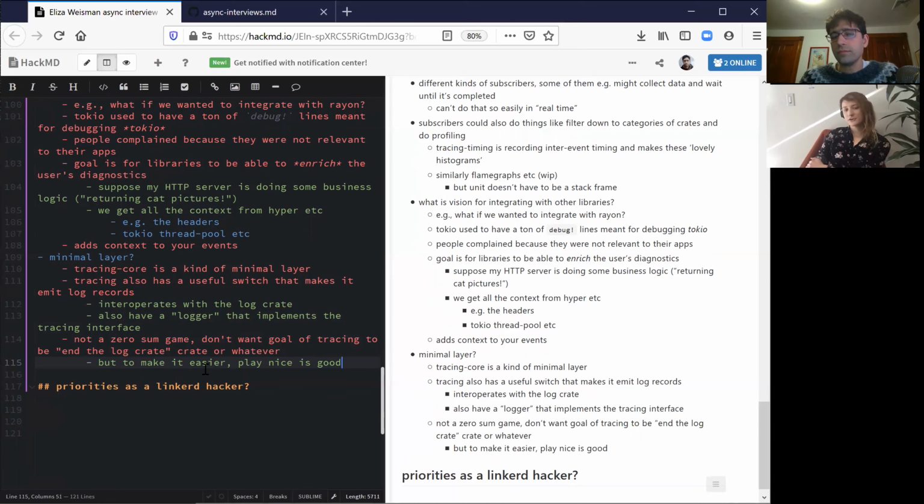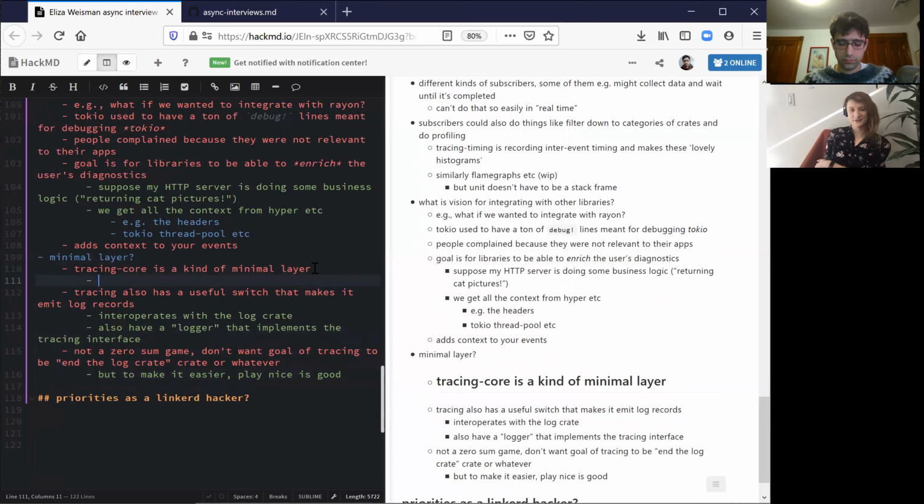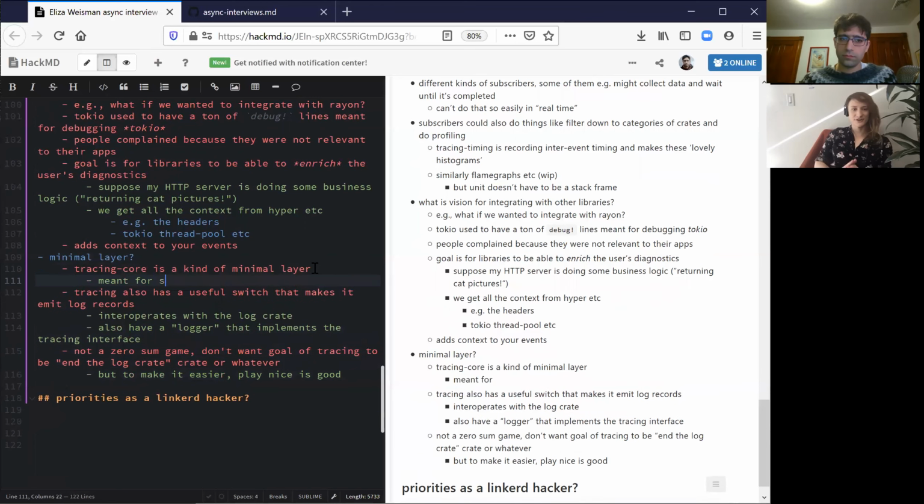Okay. There's two reasons that we have tracing core. And I have to credit this idea to Carl Lepke, because he had this suggestion, back in the days of Tokio being split across like 600 crates. And he was like, you should do what Tokio does. And now, of course, Tokio doesn't do this.